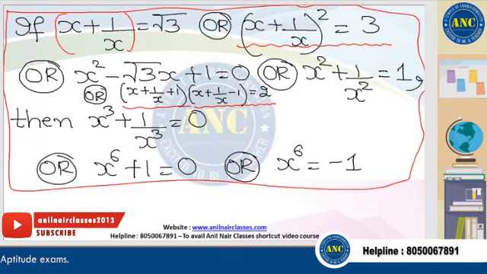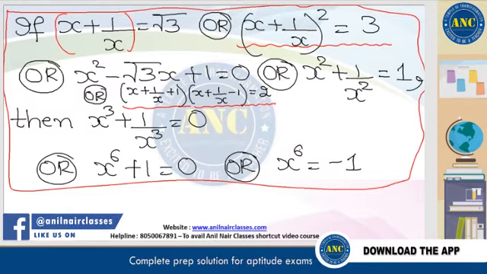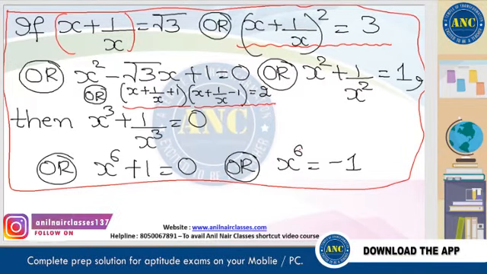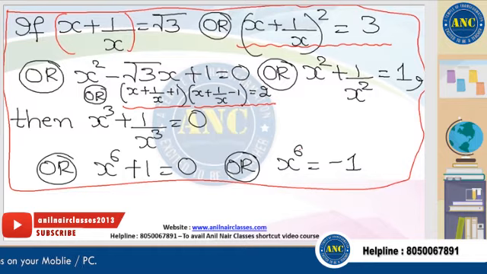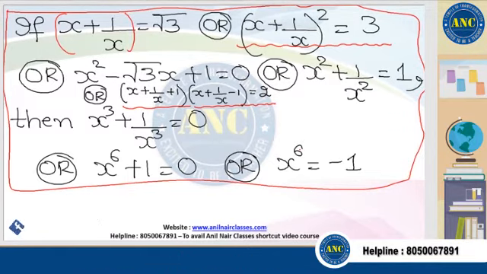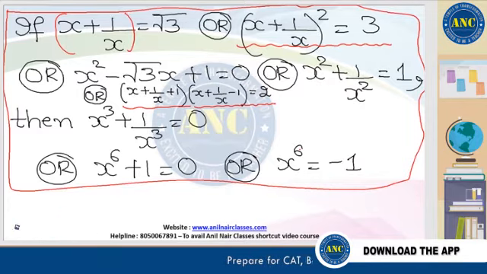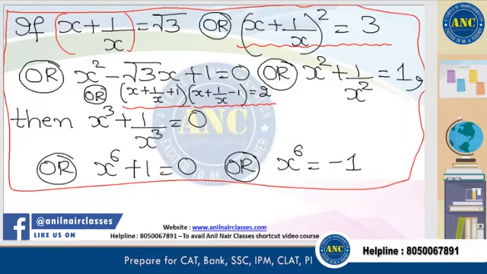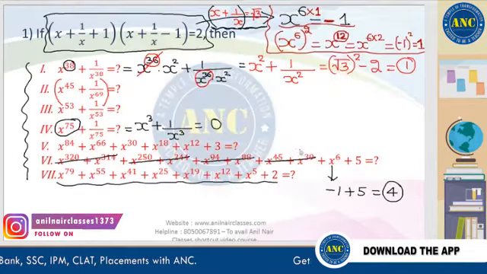If any of these conditions are given, then you can easily say that x cube plus 1 by x cube value equal to 0, or x power 6 plus 1 equal to 0, or x power 6 is equal to minus 1. It need not be a multiple of 6 for that matter; whatever it is, x power something plus x power something else, the difference between the powers should be 6. If the difference between the powers is 6, then the value happens to be 0 once again. So these are a few things that you need to remember to solve some good, excellent questions.